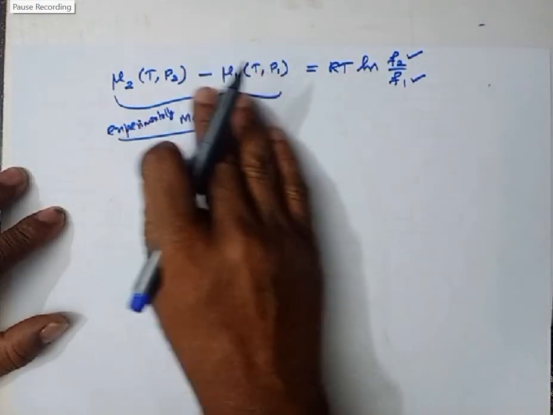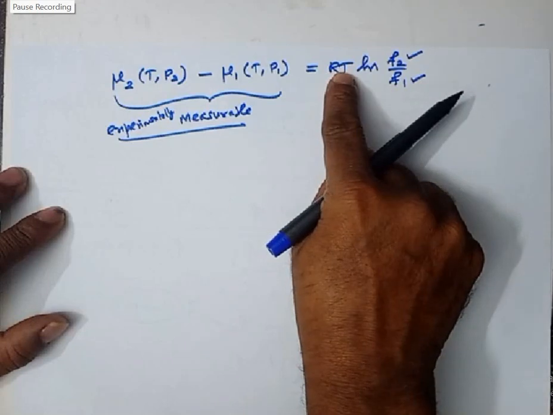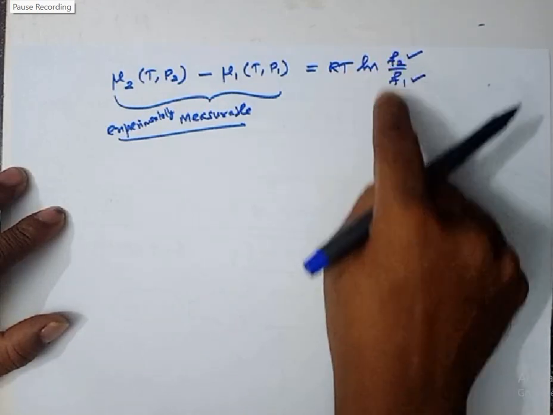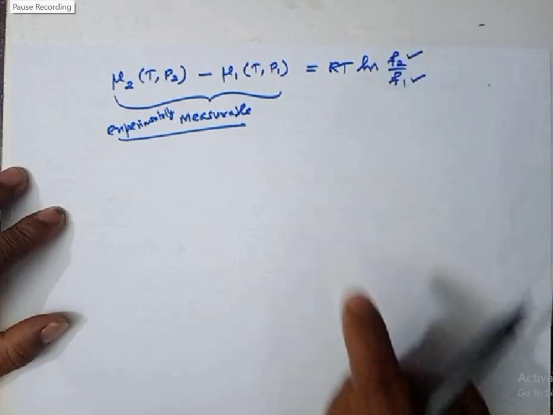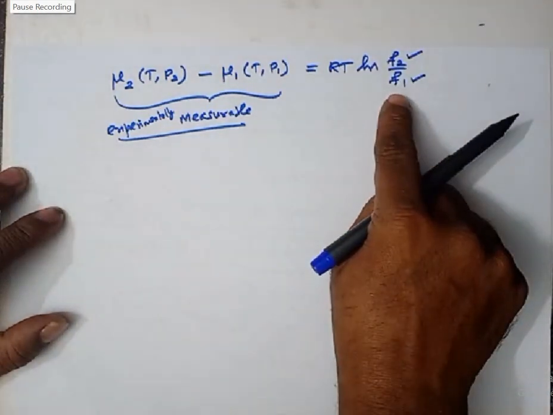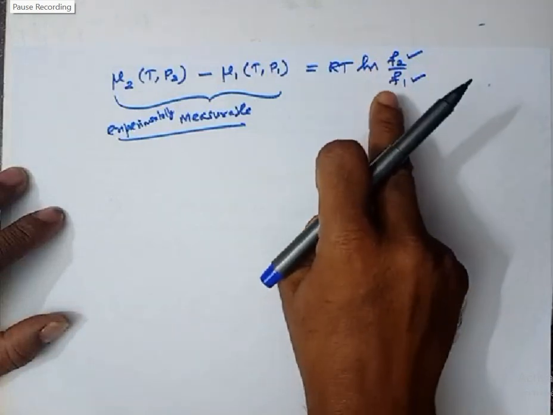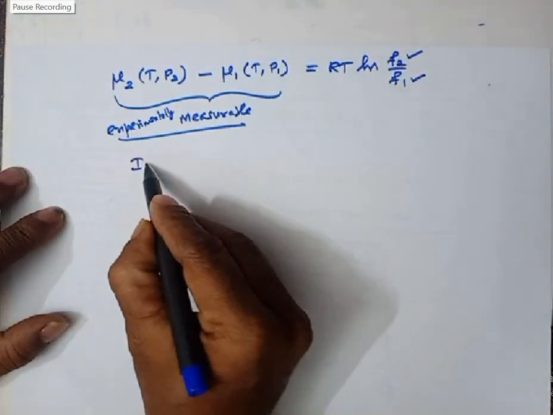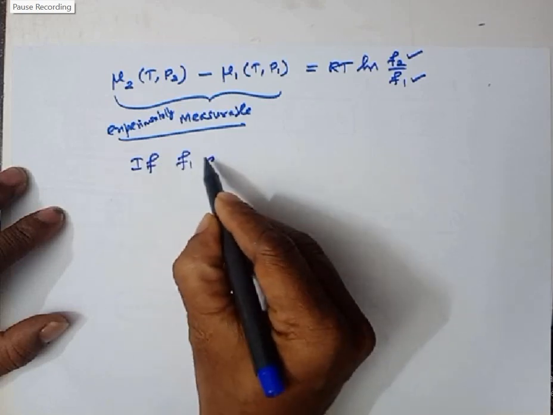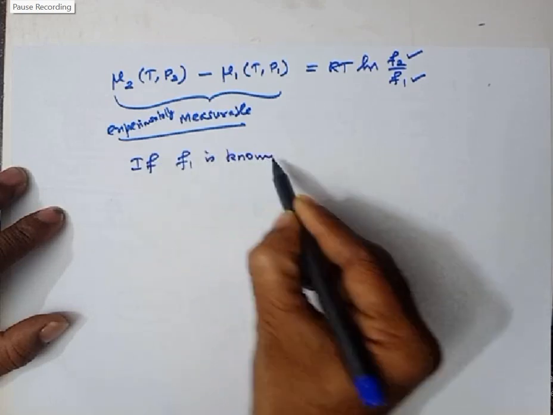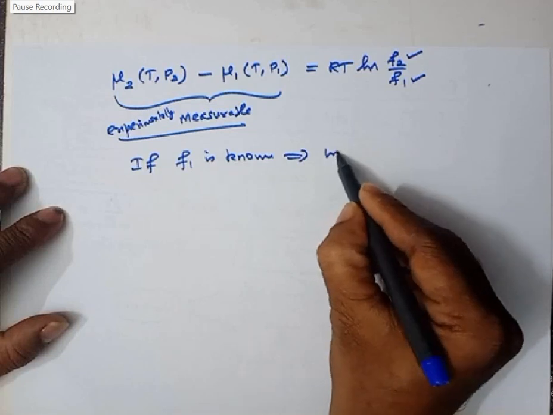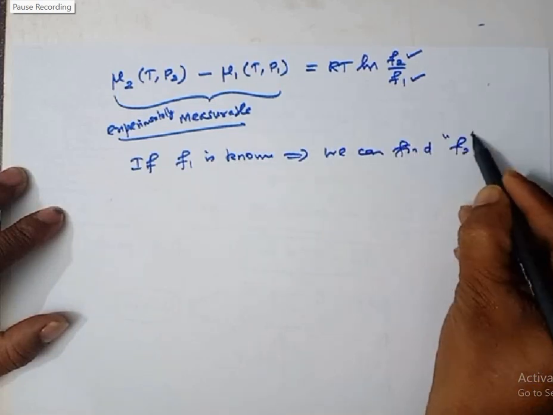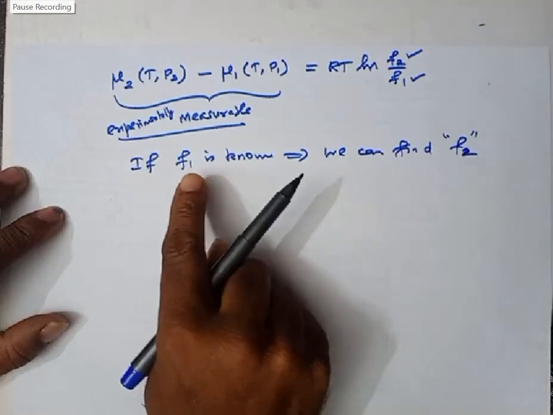But the left hand side, the temperature and R I know. So in this F2 by F1, if I know any one, if I know F1, that's the idea, I can find F2. Now listen, if F1 is known, then we can find F2. So what scientists did was, listen.